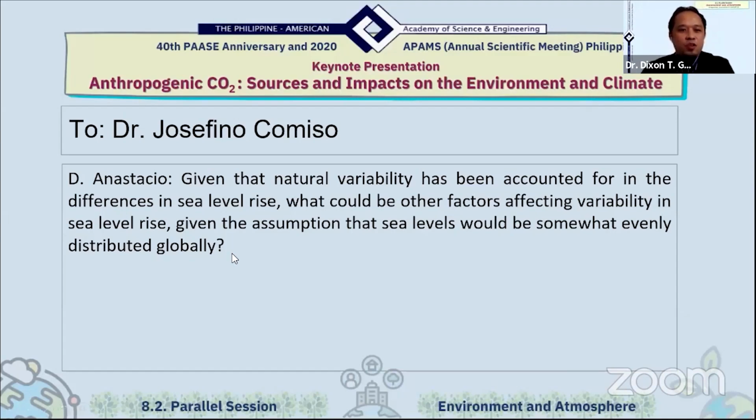Okay, this goes also to Dr. Comiso from Dave Anastacio. Given that natural variability has been accounted for in the differences in sea level rise, what could be other factors affecting variability in sea level rise, given the assumption that sea levels would be somewhat evenly distributed globally? Yes, Dr. Comiso, the floor is yours.